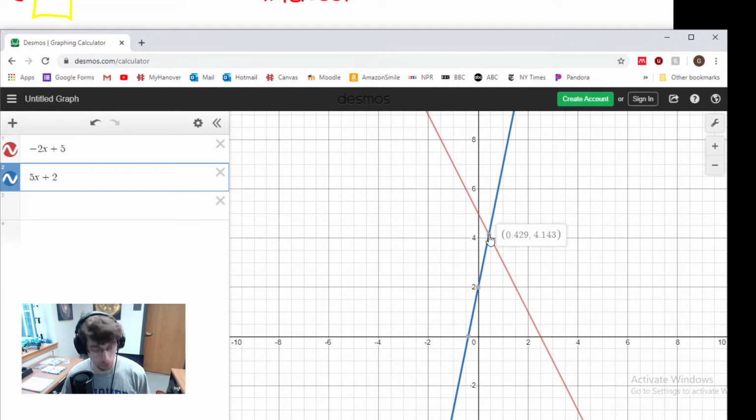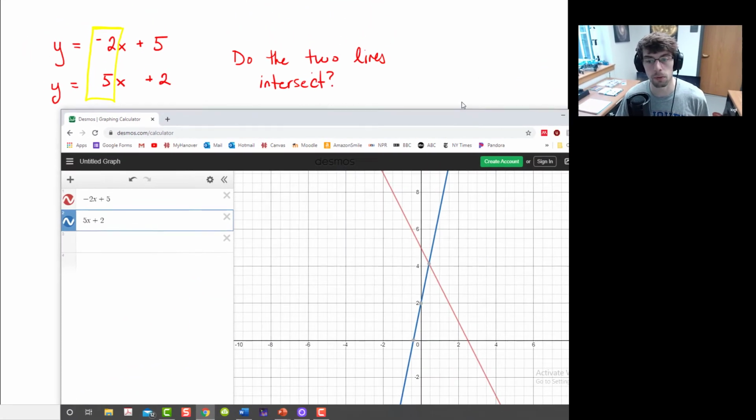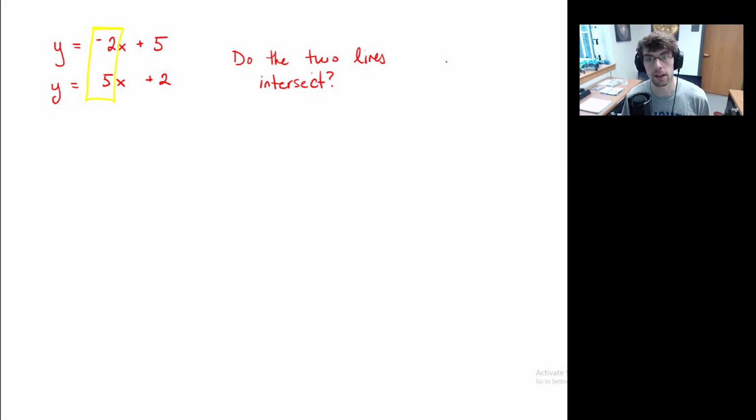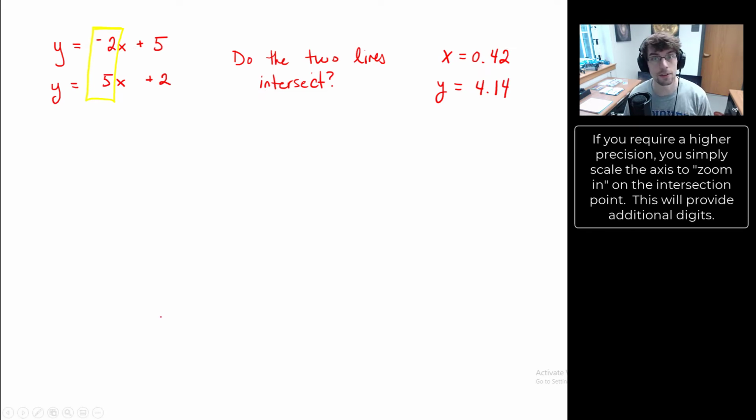And boom, right away, we see that we have a point where the two lines intersect, and we can click on it. We can actually find that this point, oops, excuse me, I've lost my point. It's 0.42, 4.1. So we'll say that x equals 0.42 and y equals 4.1. I think there's a 4 here. So we have graphically solved this system of equations. Boom, you're done.